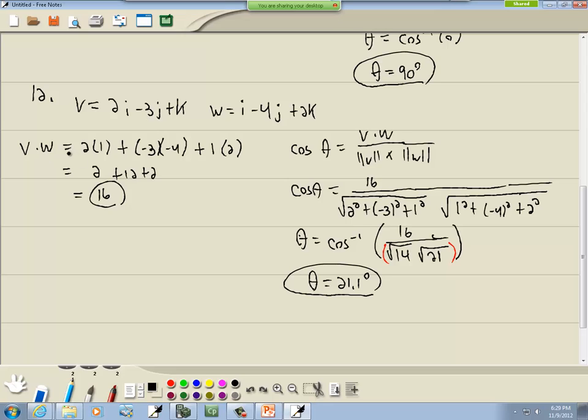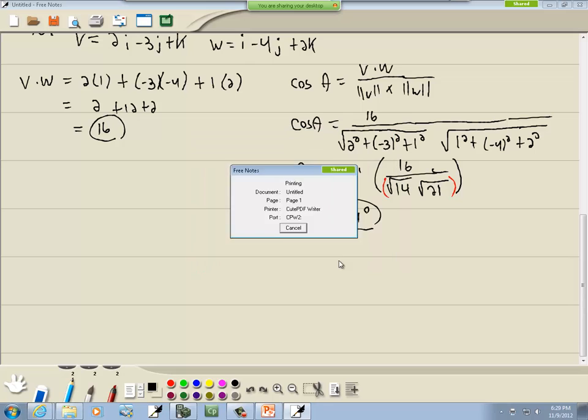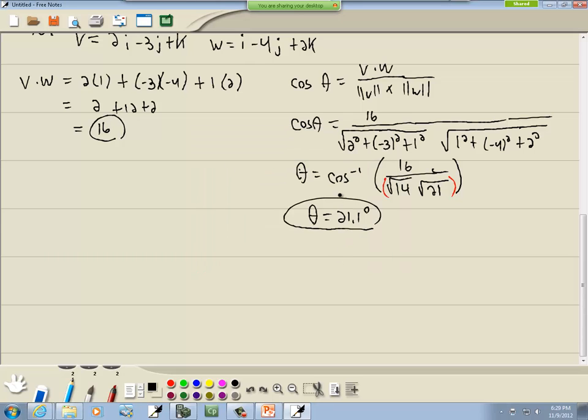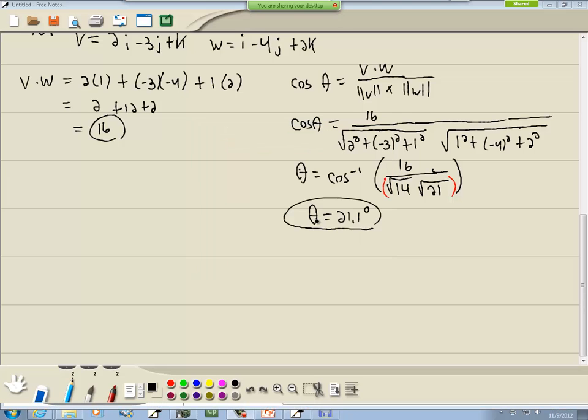Now the dot product is usually used in another formula to help you solve something. So by itself, you can't look at this and say 16, that means this or that. It's used to help you in other formulas. Save this. Then we'll take a look at the direction angles.